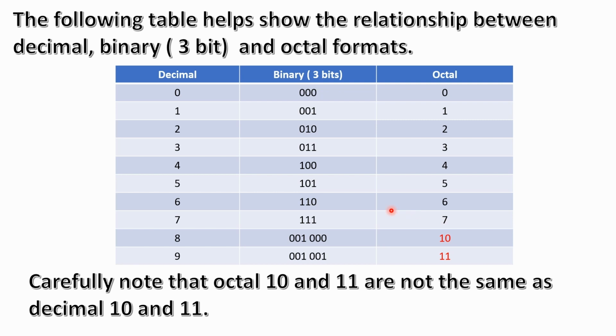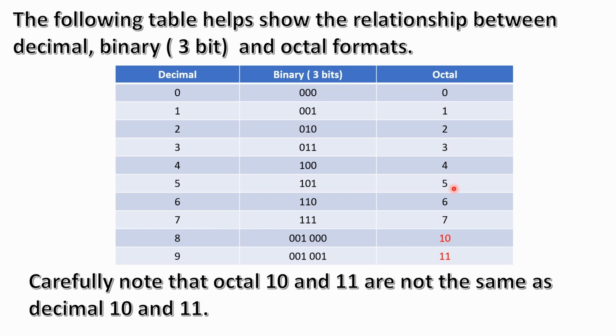Now the following table helps show that relationship between decimal, binary, the 3-bit binary, and the octal formats. So over here I've got the decimal values 0 through 9, which we should all be real familiar with. Here's our binary 3-bit equivalent. You've got 0, naturally 1, 010 is equivalent to the decimal 2. And you'll notice that, as far as octal and decimal, they seem to line up really well up to 7, right?